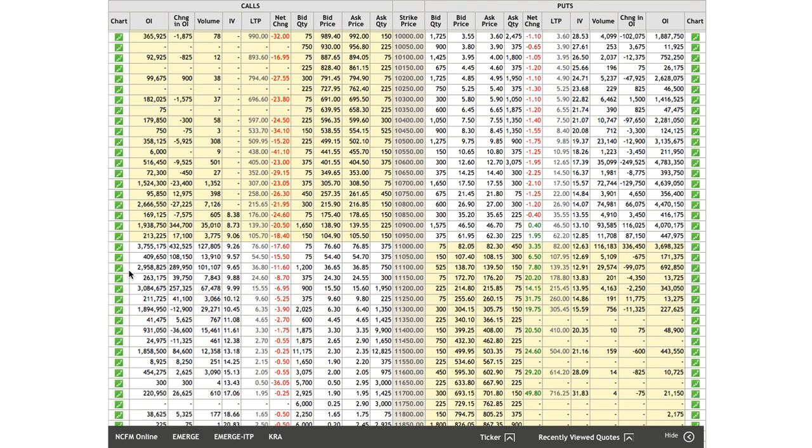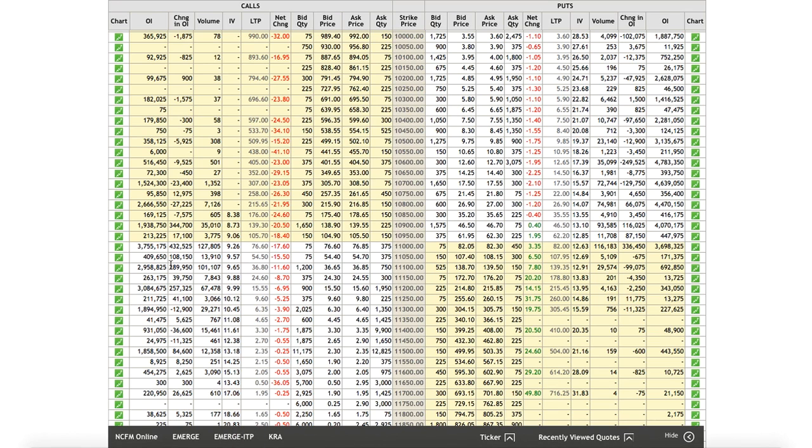On 11,100, we are seeing almost 2.9 million, very close to 3 million calls which have been written. Compared to that, the number of puts is just about 690,000. So we know that on the 11,100 strike, the call writers seem to be far outnumbering the put writers. As a matter of fact, some 99,000 put positions have already been squared off here. So this is a very strong resistance level.